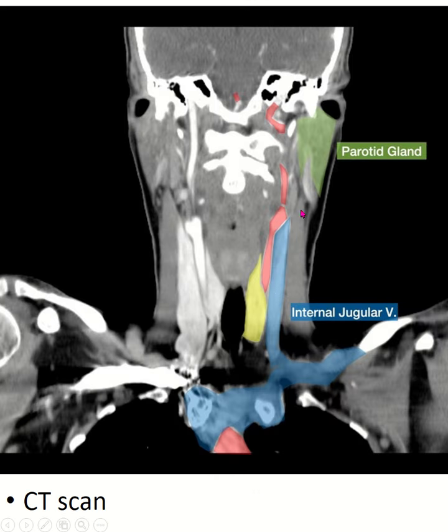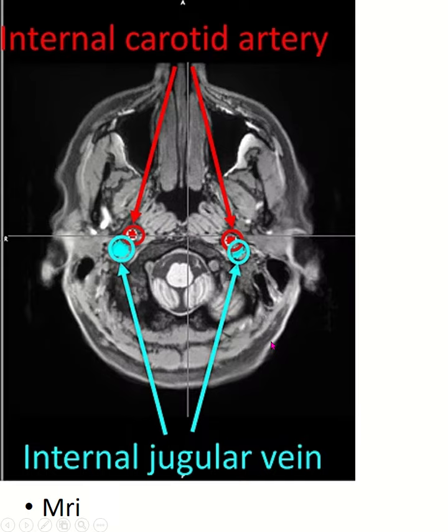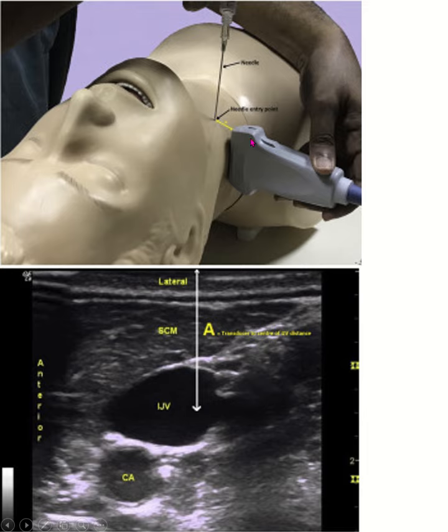This is the CT scan. See the internal jugular vein, common carotid artery, internal carotid artery, and the location of the internal jugular vein in the MRI scan. This is a sonographic picture. This is the location of the ultrasound probe, and this is the procedure. This is the internal jugular vein, and the carotid artery.